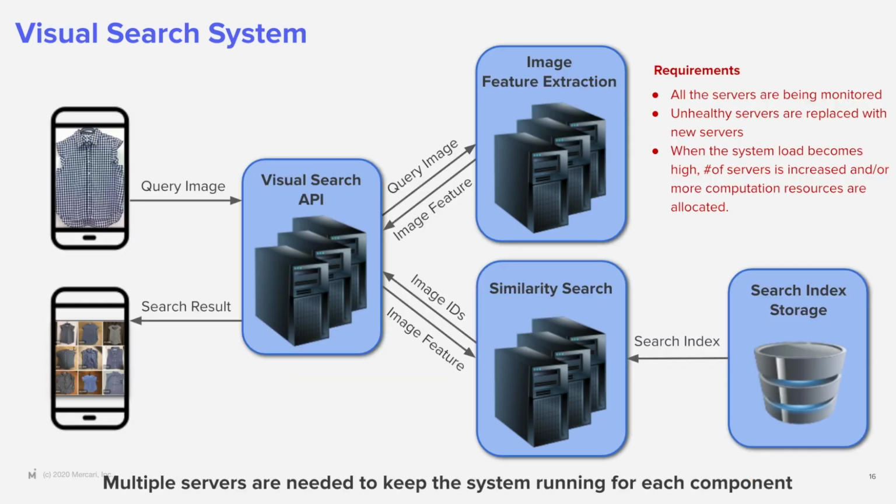The architecture would be like this. To receive requests from clients and return results to the clients, API servers are needed. And for each component, multiple servers should be running to keep the system always available. All the servers should be monitored. Unhealthy servers should be replaced with new ones. And when the system load becomes high, the number of servers should be increased, and/or more computational resources should be allocated.